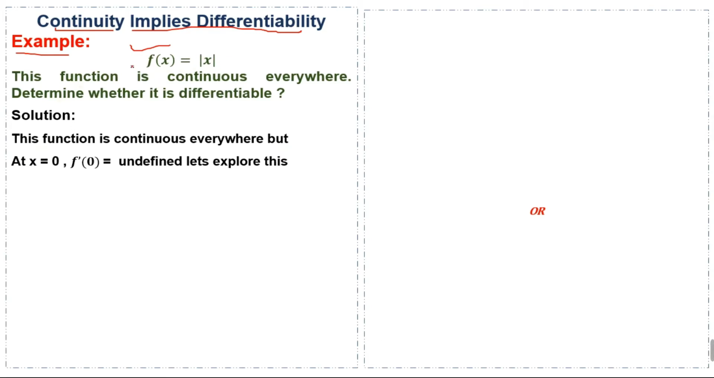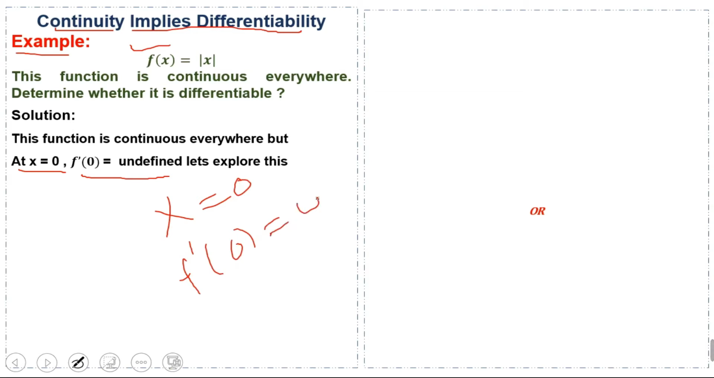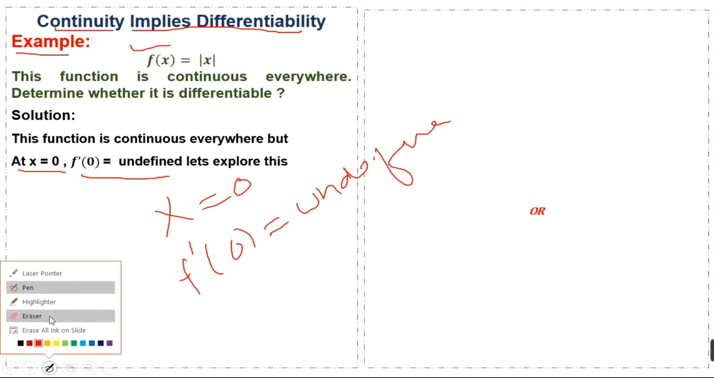There is no discontinuity. But at x equal to 0, the derivative of the function is undefined, and we prove that the derivative of the function does not exist at x equal to 0. It is undefined at x equal to 0.